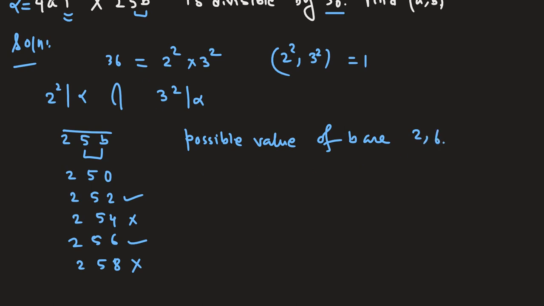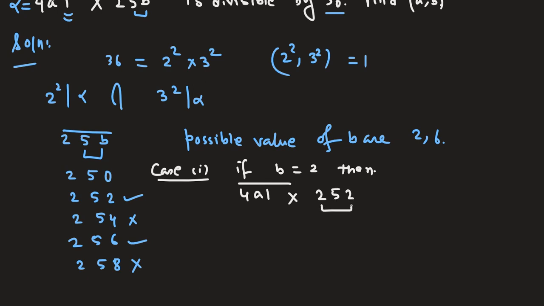Now case 1: if B is equal to 2, what will happen? Then we have the number 4A1 as a product into 2, 5 and 2. Here the sum of the digits is 9, which is divisible by 3 square. So it is independent of A. This whole number is divisible by 2 square as well as 3 square, so it is divisible by 36. Whatever value of A we choose, it does not affect. So 0 to 9, that means 10 values we can take.